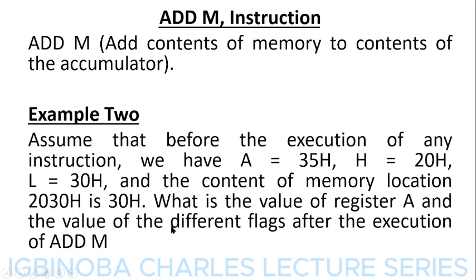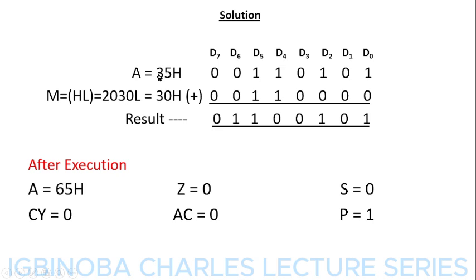ADD M? So the solution, the same way we convert the content of the accumulator to binary, we also convert the content of the memory location to binary. So we now add. So 1 plus 0 is 1, 0 plus 0 is 0, 1 plus 0 is 1, 0 plus 0 is 0, 1 plus 1 is 2, but we cannot put down 2 because we are working in binary. So how many 2 do we have inside 2? 1. What is left? 0.